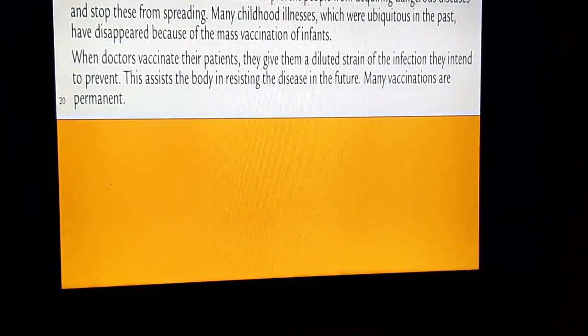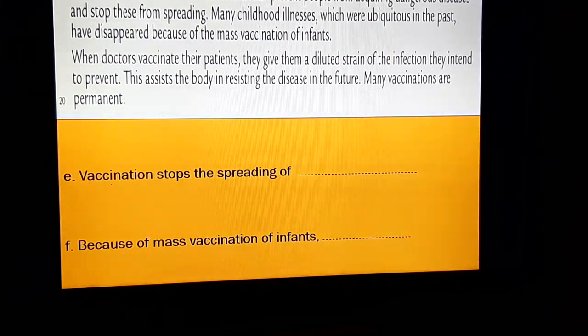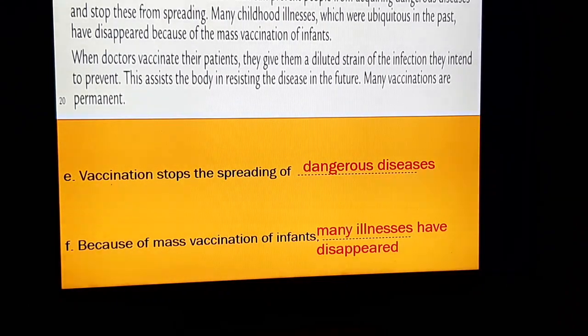Vaccinations. These are medical treatments which are invented to stop or prevent diseases or to stop the spreading of infectious and dangerous diseases. The question here, vaccination stops the spreading of what? As I mentioned, of course, of dangerous diseases. Because of mass vaccination of infants, many illnesses have disappeared.